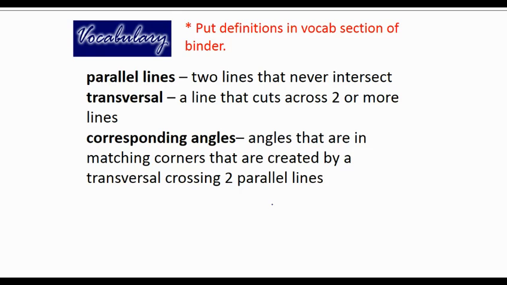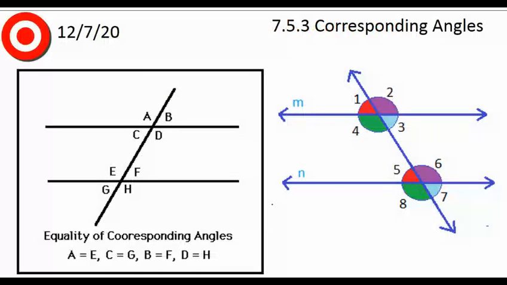A transversal is a line that cuts across two or more lines. And often, for our case, it's going to cut across two parallel lines, which is going to create something that is called corresponding angles. So it's angles that are in matching corners that are created by a transversal crossing two parallel lines. So let's get a visual of what we're talking about.